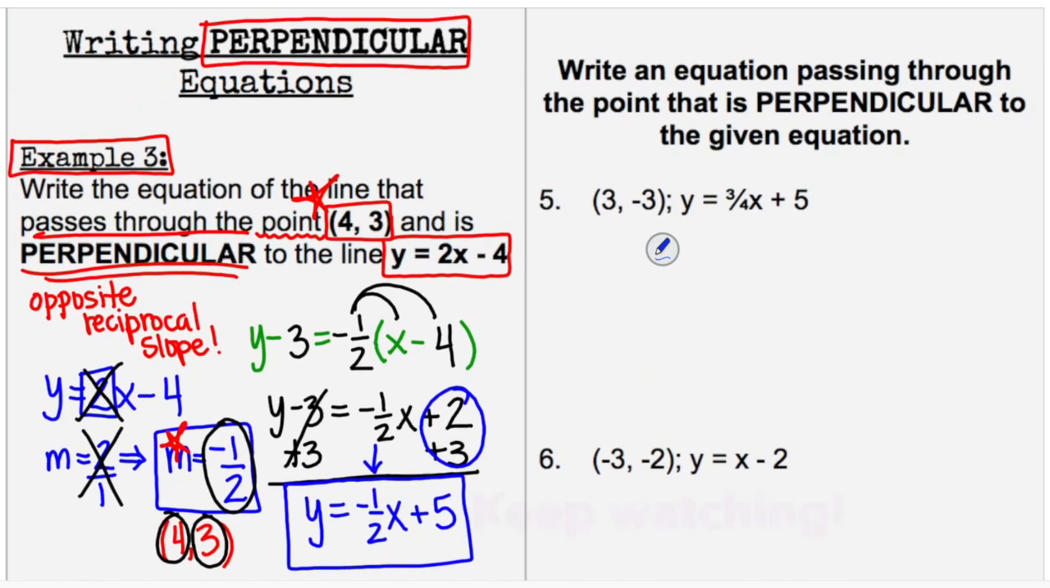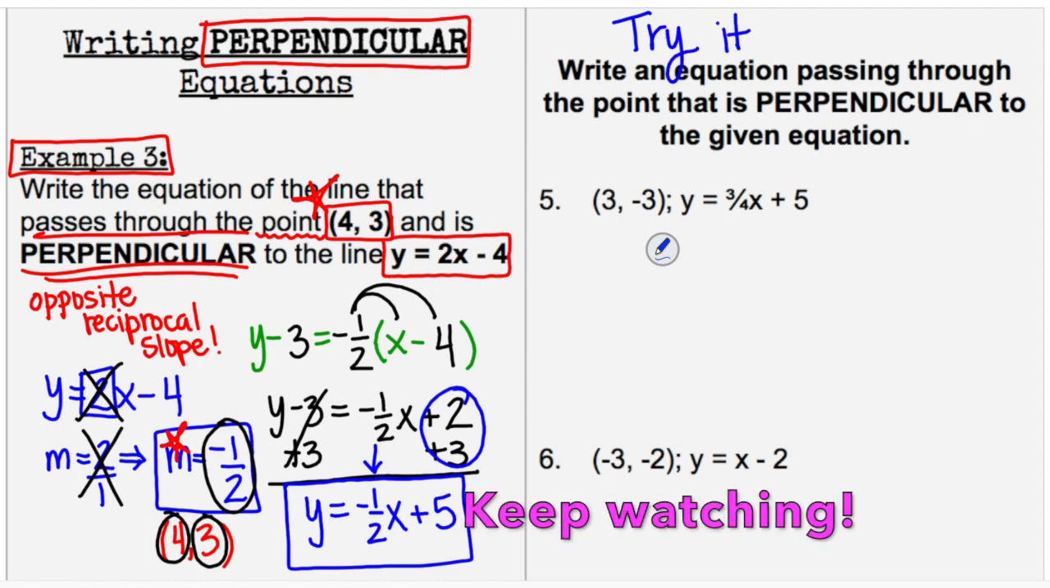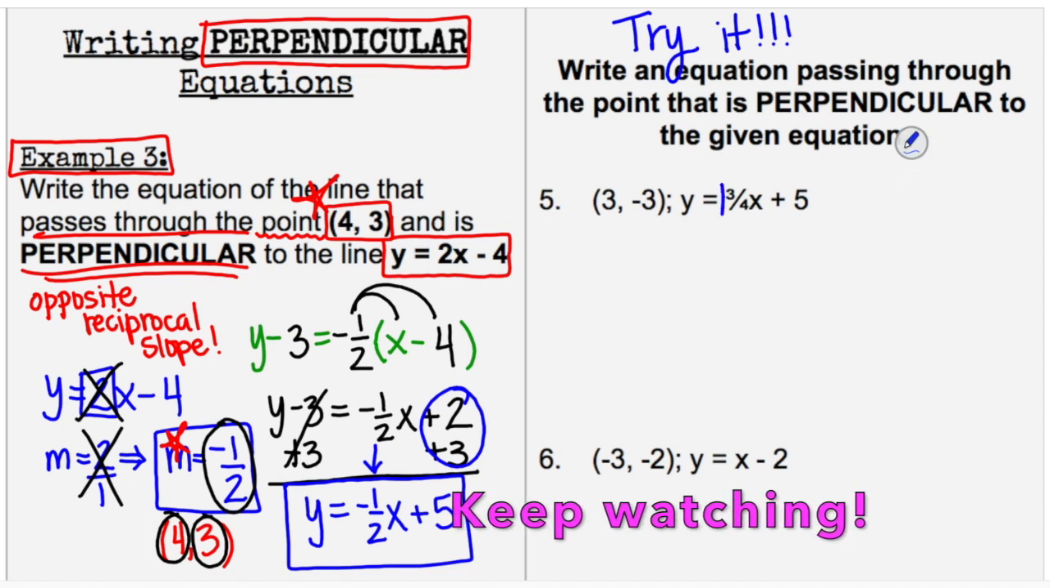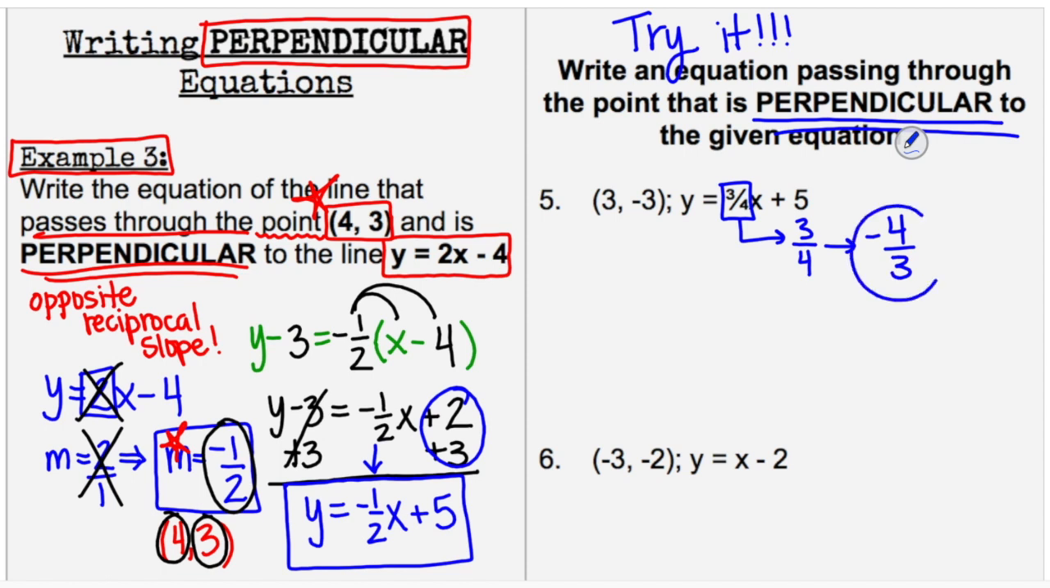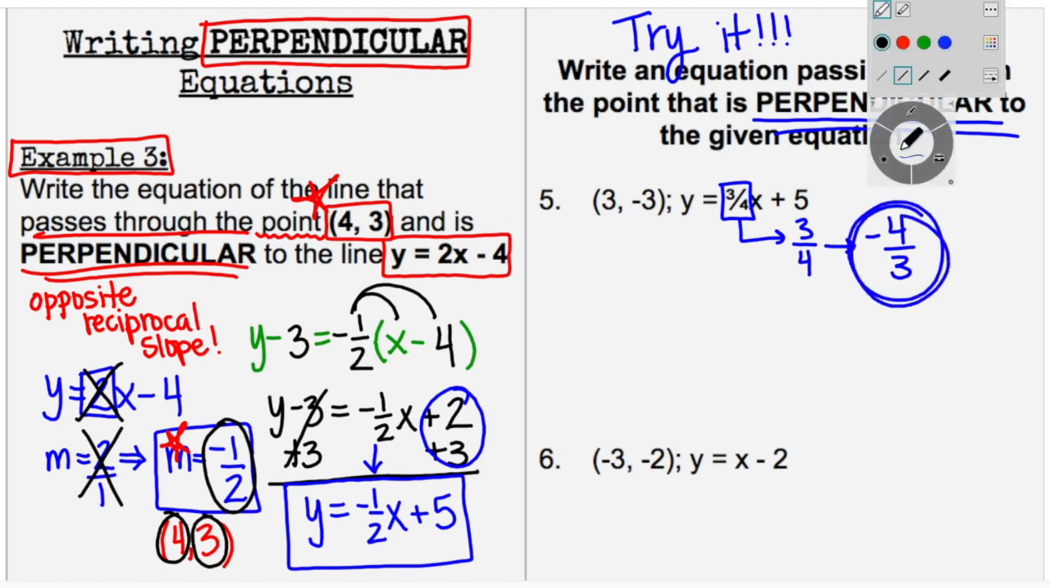Now, go ahead and try the questions on the right side of your paper. These are your try it questions, starting with number 5. Just to help you get started on the first one, make sure you first identify what the slope is. In this case, it's 3/4, but as a reminder, we're finding lines perpendicular, which means we need to change that slope by flipping it upside down and changing the sign.